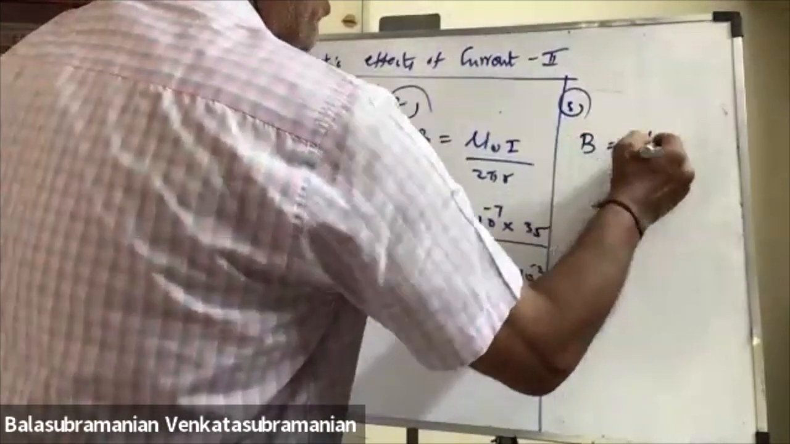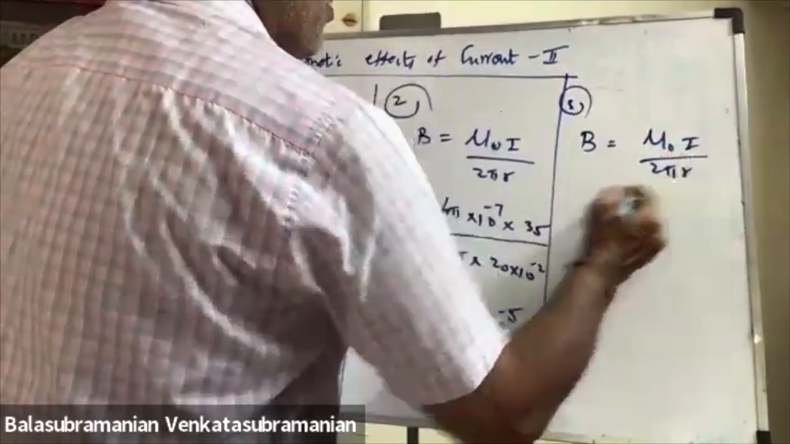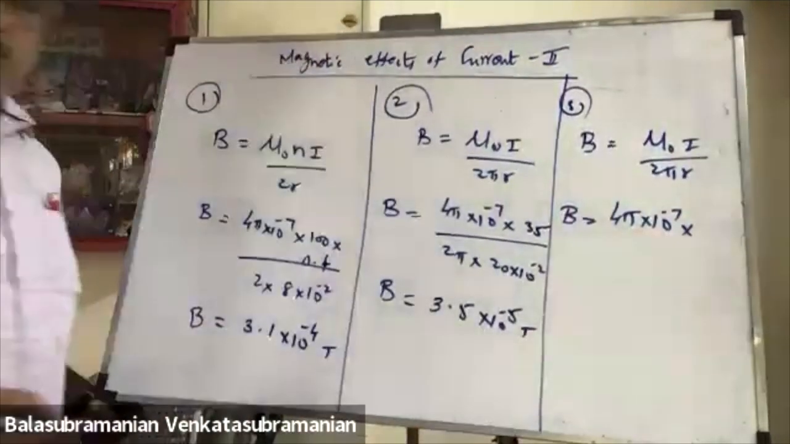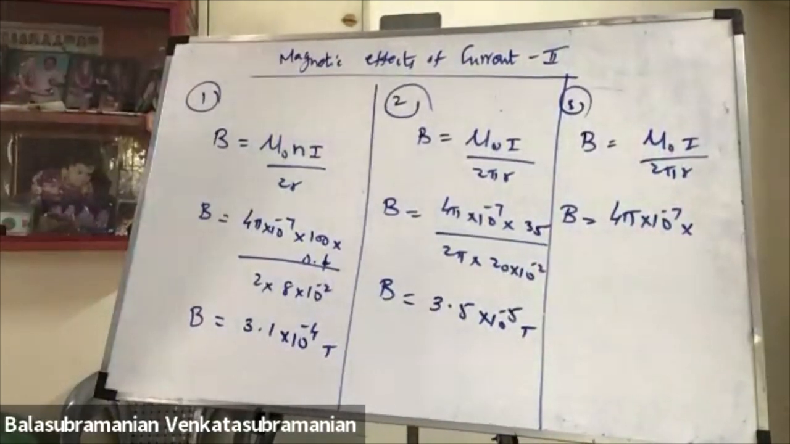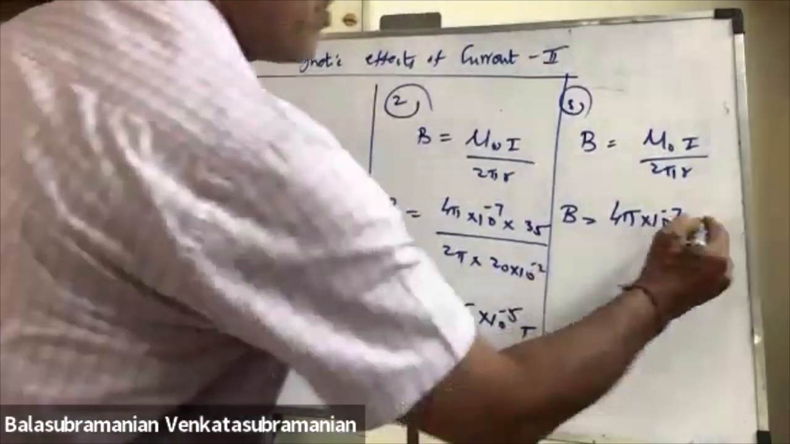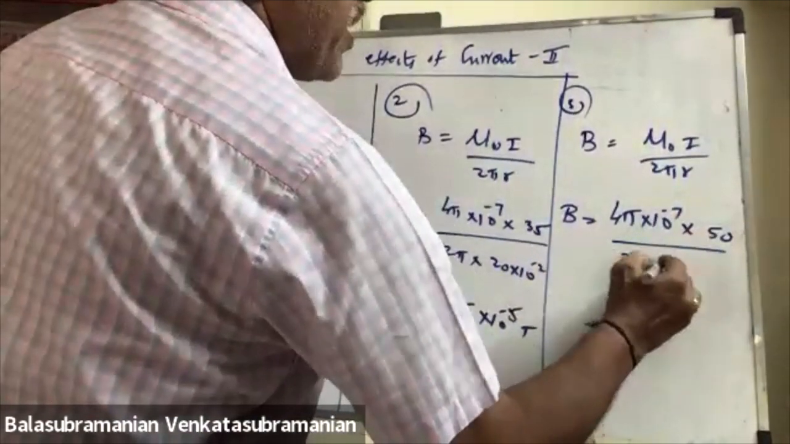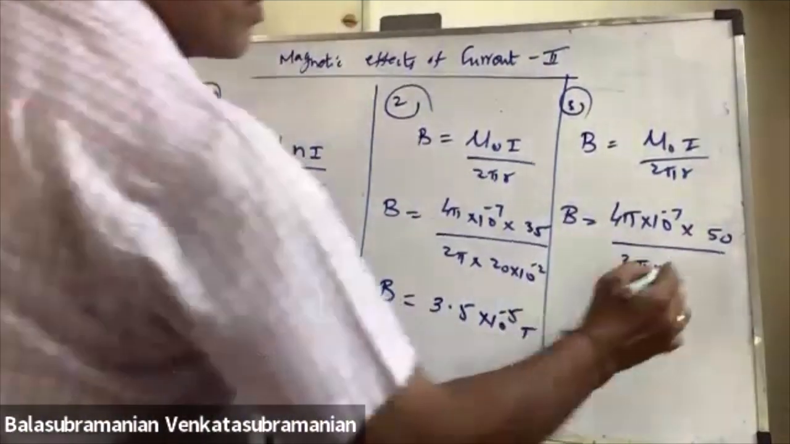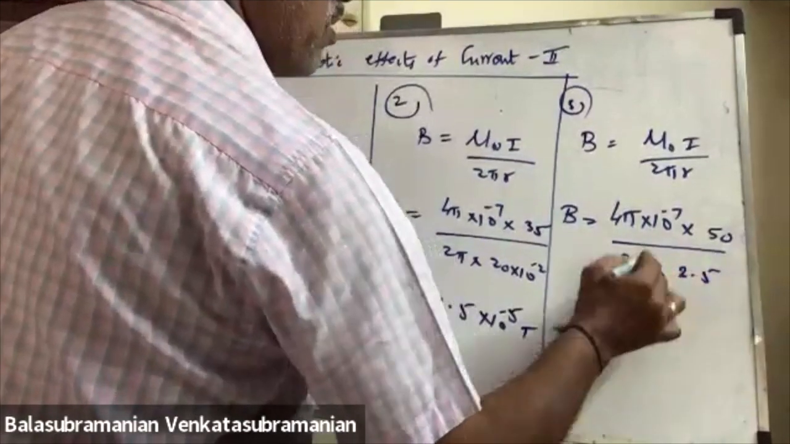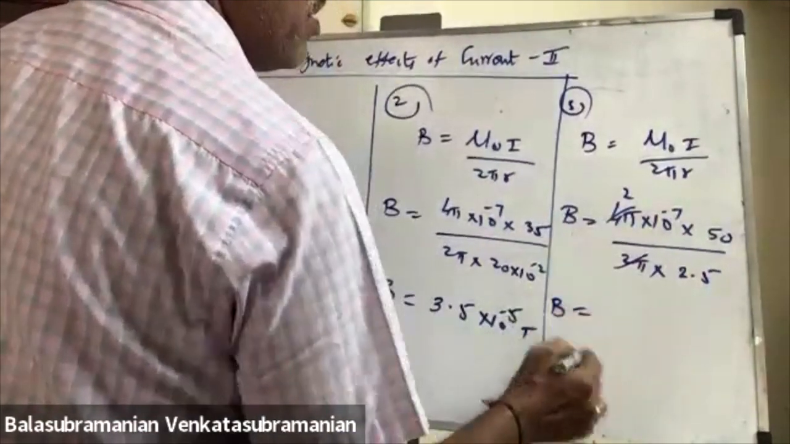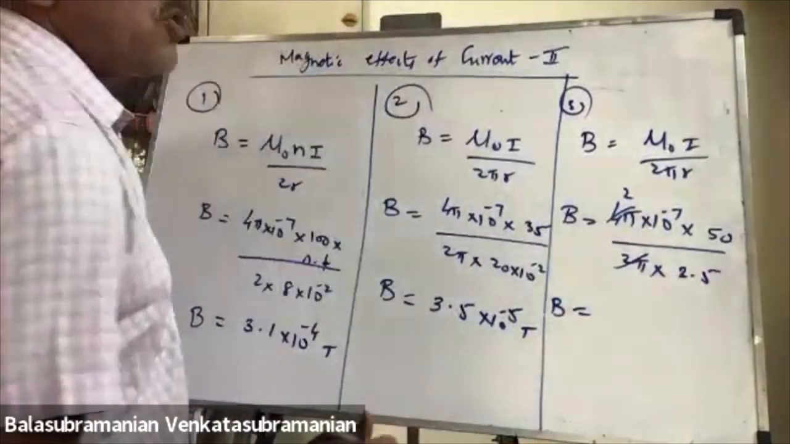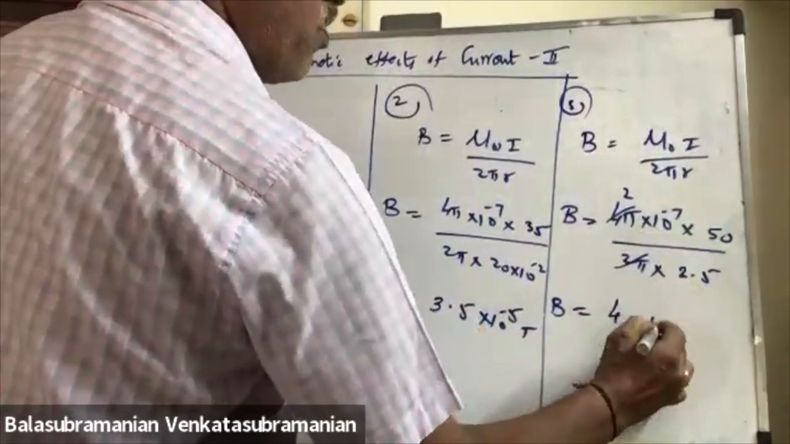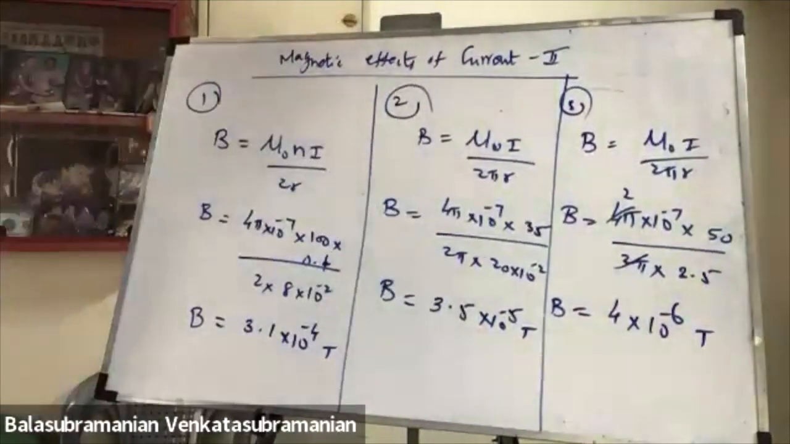B will be mu naught I by 2 pi r. 4 pi into 10 power minus 7 into the current passing through is 50 ampere, by 2 pi into radius is 2.5 meters. This is 2 times 25 into 10 power minus 1. So 4 into 10 power minus 6 Tesla.